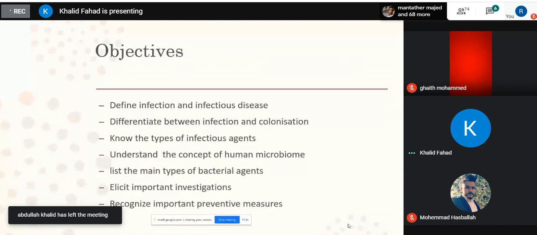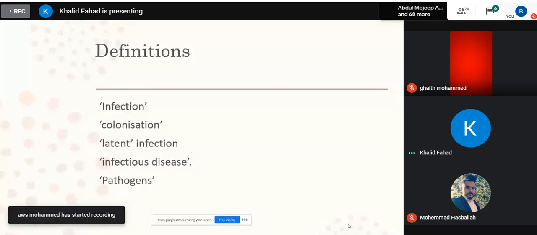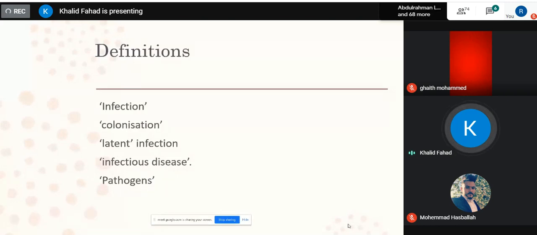What about the objectives of this lecture? At the end of this lecture, you will be able to define infection and infectious disease, differentiate between infection and colonization, know the types of infectious agents, understand the concept of a human microbiome, list the main types of bacterial agents, elicit the important investigations, and recognize important preventive measures. Here are some definitions about infection, colonization, latent infection, infectious disease, and pathogens.